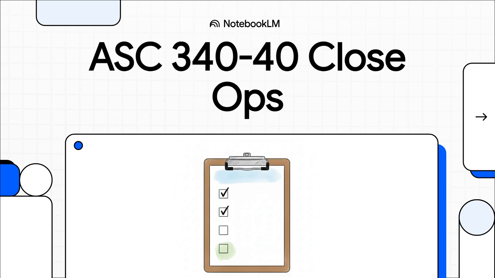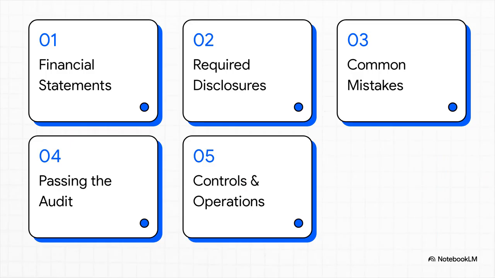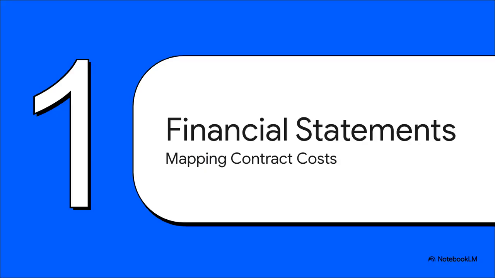So in this final explainer, we're going to lock in your knowledge by looking at the entire operational lifecycle. Okay, let's dive into this. Here is our operational roadmap for today. We'll be moving through financial statement presentation, required disclosures, common mistakes, passing the audit, and finally, controls and close operations. Let's kick things off with Section 1, Financial Statement Presentation.